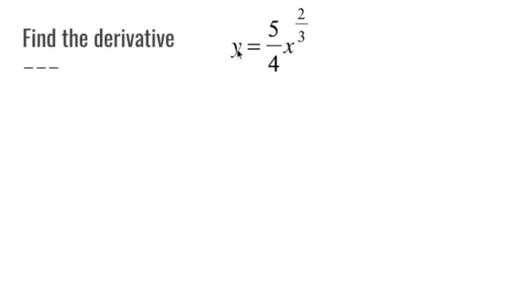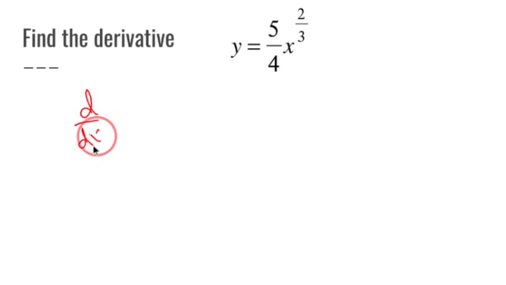Find the derivative of y equals 5/4 x to the 2/3. If you're just finding the derivative of a polynomial and you have a bunch of exponents, variables, coefficients here and there, that requires only the power rule. Now, this is what the power rule says. I'll quickly write out the definition.